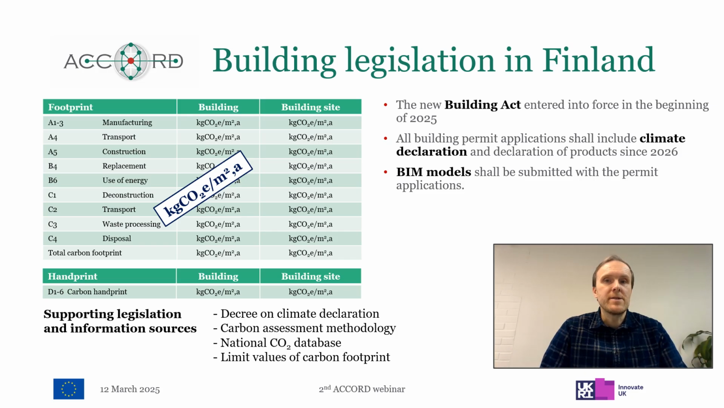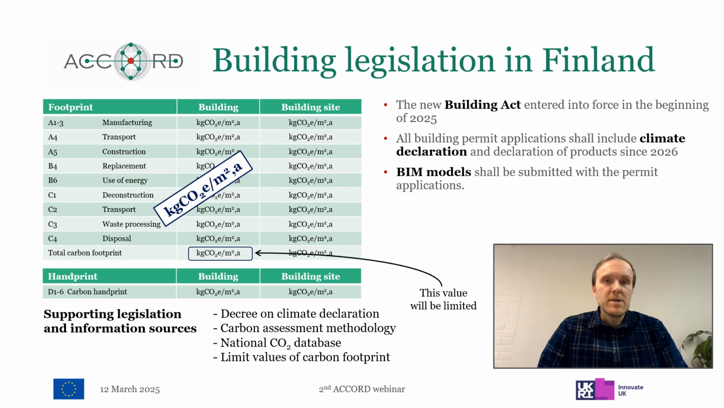Carbon handprint describes the impacts beyond the current building system boundary, such as recycling, reuse, or carbonation effects. This specific value is defined in the Finnish carbon assessment methodology. Both impacts shall be declared in kilograms of CO2 per square meter of heated area of the building, and then for the building site separately.